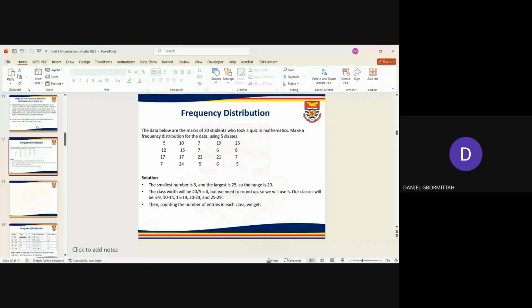And if you are using 5 classes, we said we need to get a range. So the range is 4, right? But we rounded that to 5. Now, if we do it 5 to 9, let me see, 9.5 minus 4.5, how many people are in that class? 5. So that is 5.